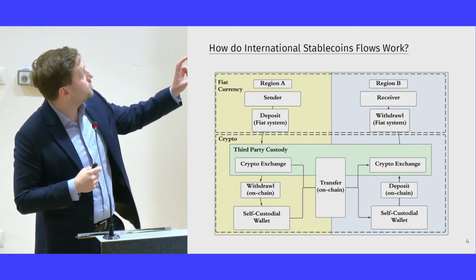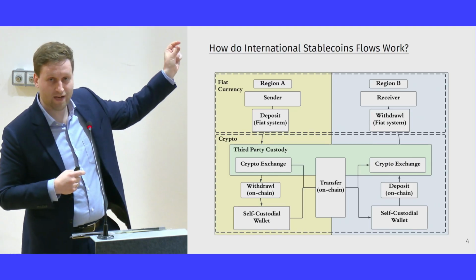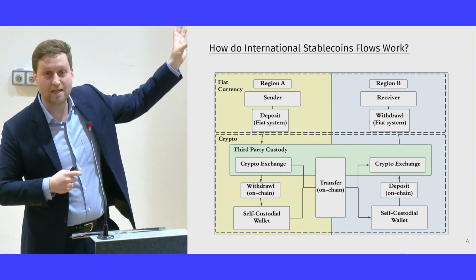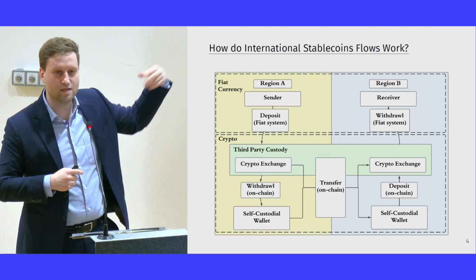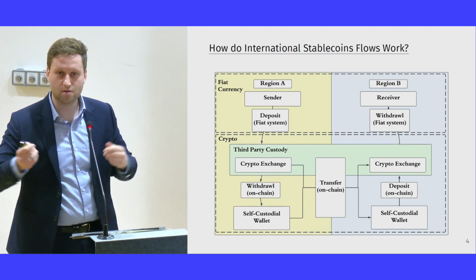But long story short, what we observe in this data set is everything that is on-chain, but not the fiat side of this. So I don't have data on who sends money to Binance, but I can tell you where Binance is sending the money to and so on.